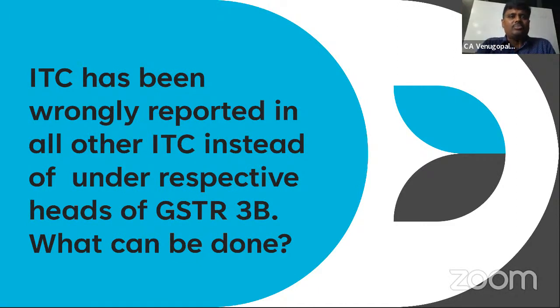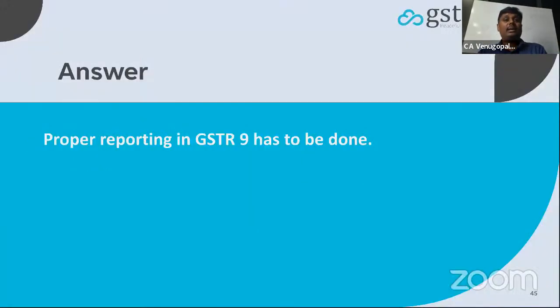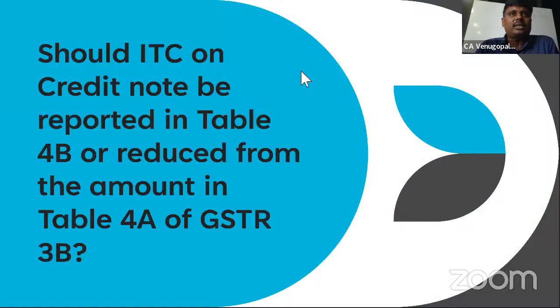All right. So here is the same question: you have made an error in 3B. Can I correct it? The answer is yes. You can correct it. Please report it properly while filing your GSTR 9. Next, the ITC on the credit note: to be reported in table 4B, or should it be reduced in 4A? Now you may say that this is a question of GSTR 3B. Why in the annual return? Irrespective of your treatment, however you do, how you report in your annual return matters.